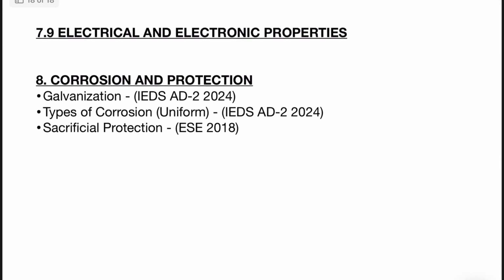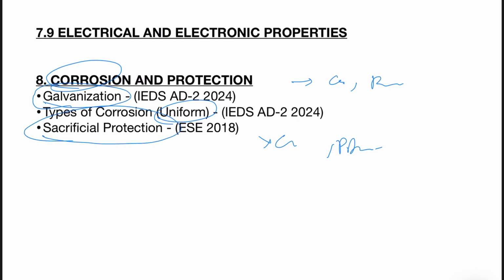And the final chapter, corrosion. So try to understand what is corrosion, what are the types of corrosion. So we have uniform corrosion, we have galvanic corrosion, we have pitting corrosion, etc. Try to learn where these different types of corrosion occur, and also try to find out the methods of prevention of corrosion. So here we have galvanization and sacrificial protection as the methods to prevent corrosion. Likewise, there are many other chemical and physical methods to prevent corrosion. Try to learn more about them.